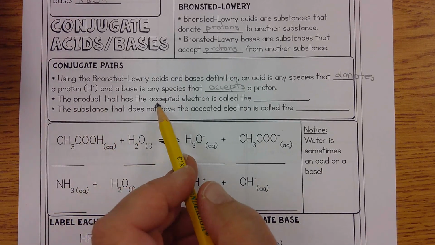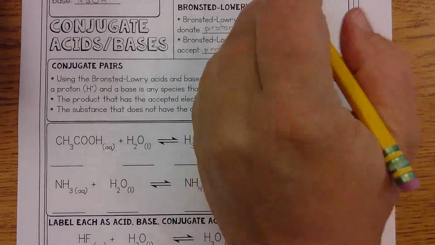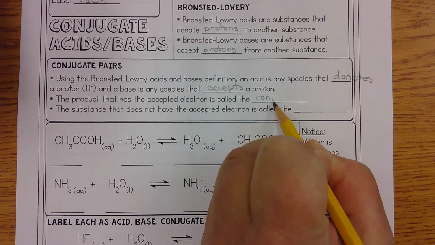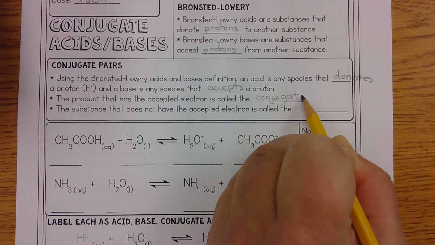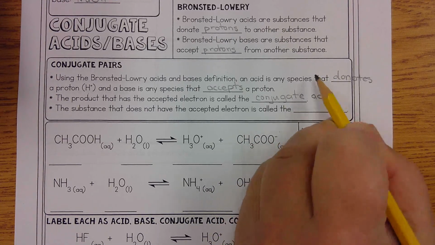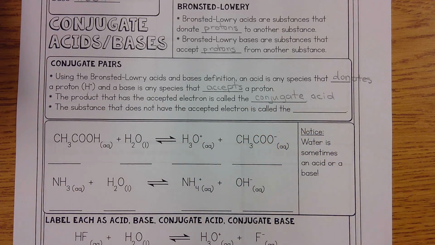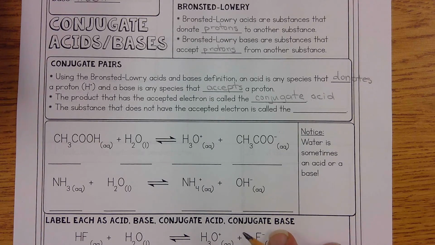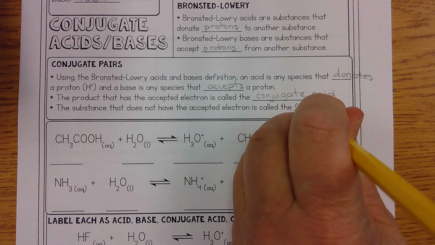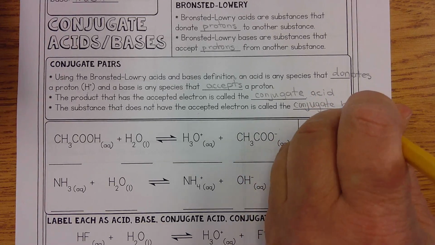So the product that has accepted the proton is called the conjugate acid. It's kind of like a yin and yang type of thing, right? And then the substance that does not have the accepted proton is the conjugate base. Conjugate base.